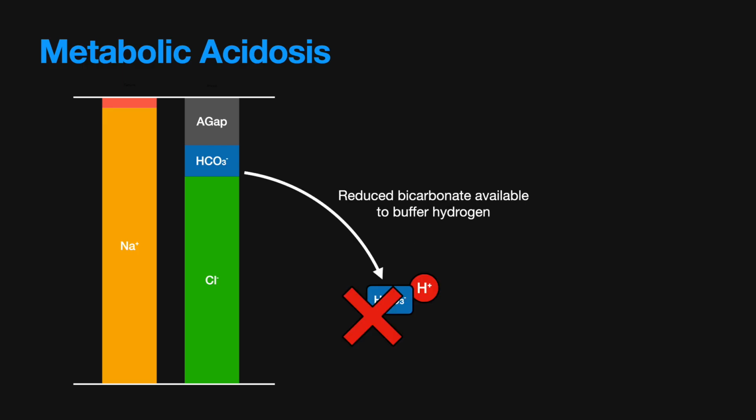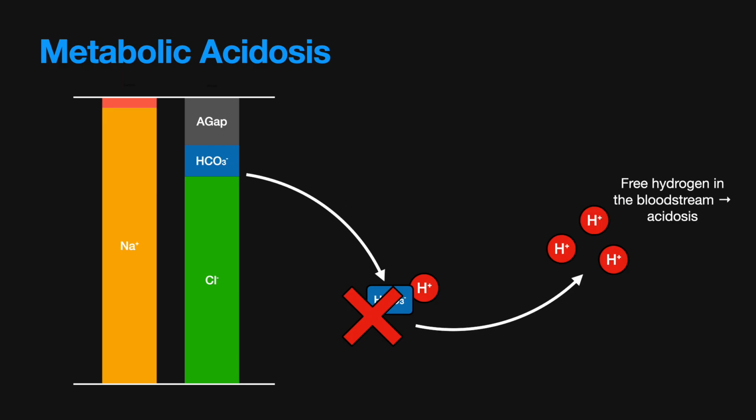However, one of bicarbonate's main other roles is to buffer free hydrogen in the body. With bicarbonate being low in this case, there is inadequate buffering occurring. This results in increased free hydrogen in the bloodstream, which we call metabolic acidosis.